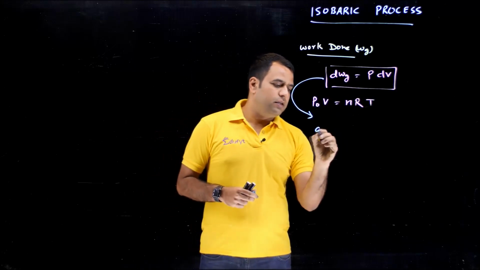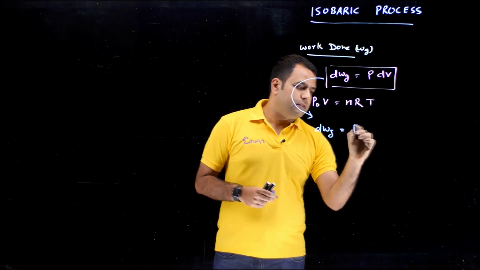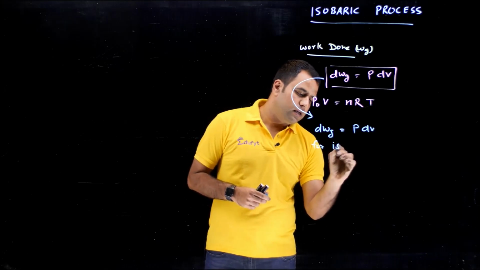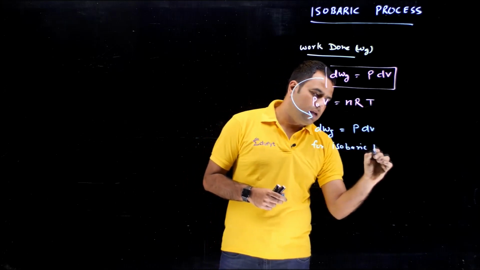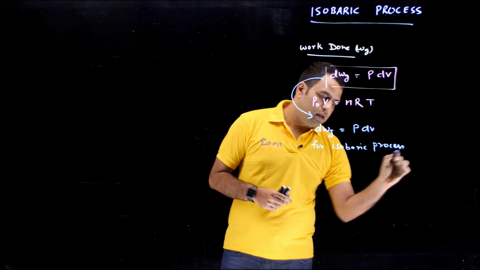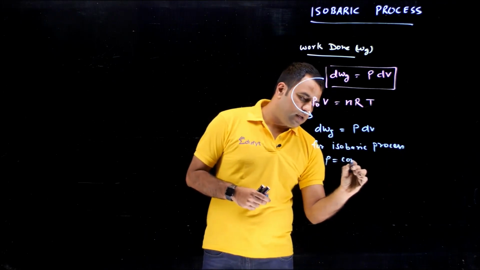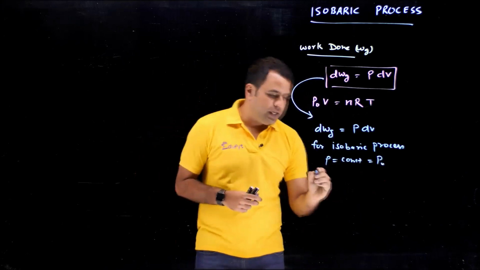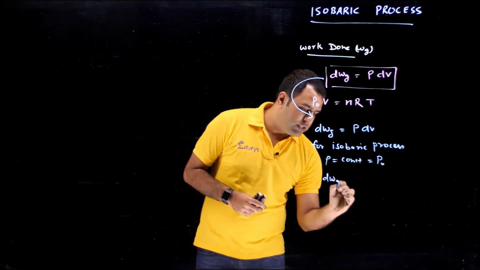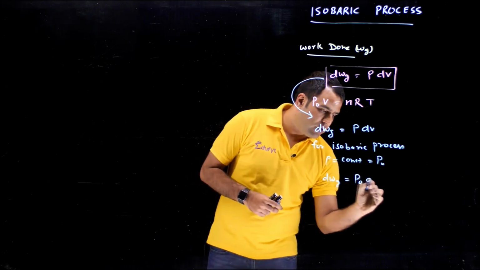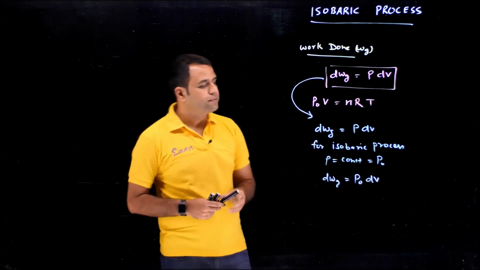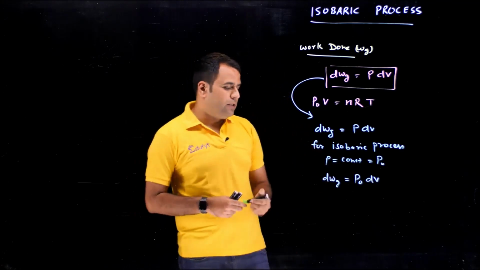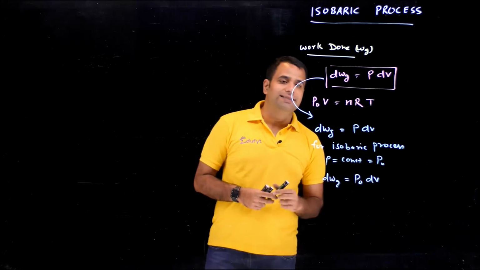in this formula dWg is P dV, and for the isobaric process pressure is constant, and that pressure I am assuming as P naught. So if we put the value there, we will have dWg is equal to P naught dV. So in this case, you see there are two variables. One is W and the second is dV. P naught is a constant.